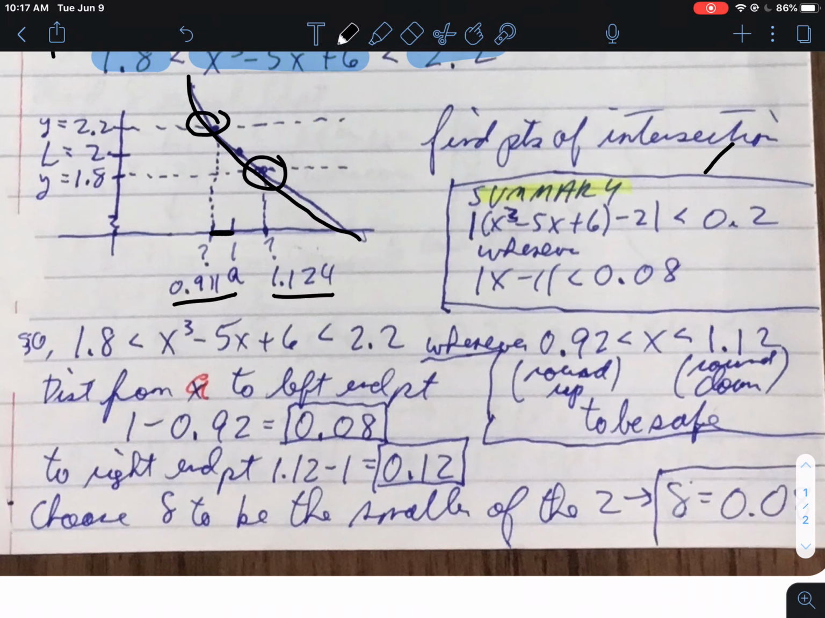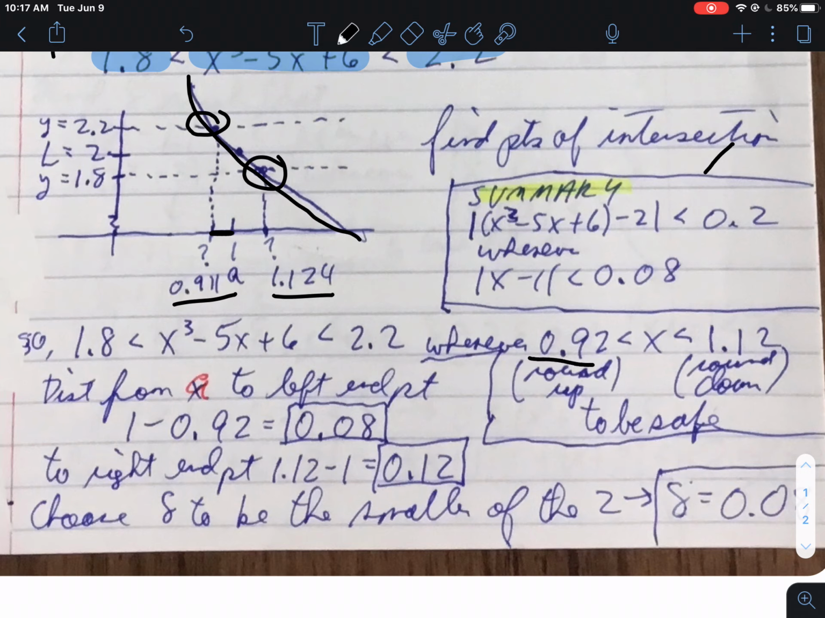Now on the left side, the distance from the left point that we found, notice that I rounded this up to 0.92. So I started off with 0.911, and then I rounded it to 0.92. What we do is we always round up, because I have to guarantee, once all this is said and done, that I pick an x value that's within this interval.